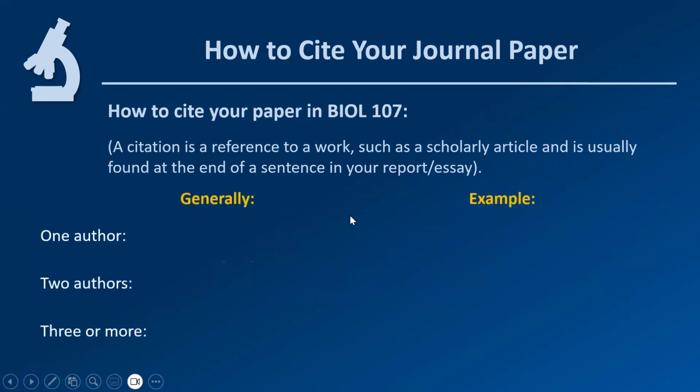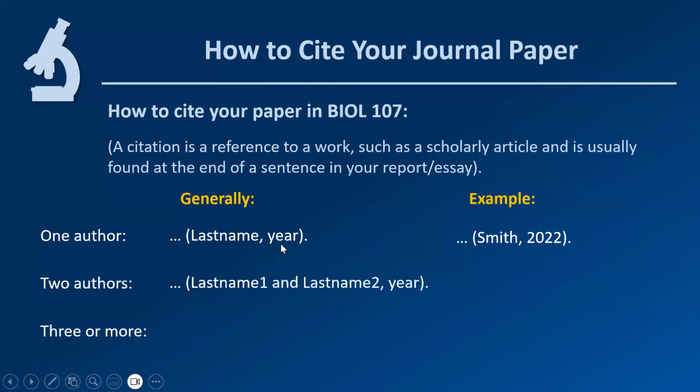So generally, depending on how many authors you have, the format might look a little different. If you have one author, it's going to look something like this, just the last name and the year. So you can see the example is Smith 2022. Two authors, you're going to list both names, so last name 1 and last name 2, comma, year. So here's an example, Campbell and Lee, comma, 2021.